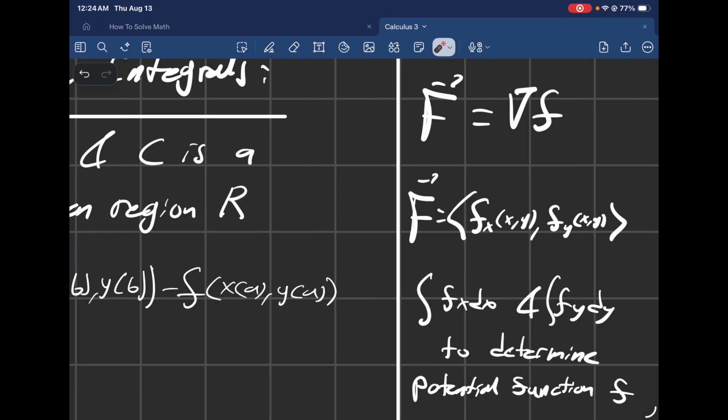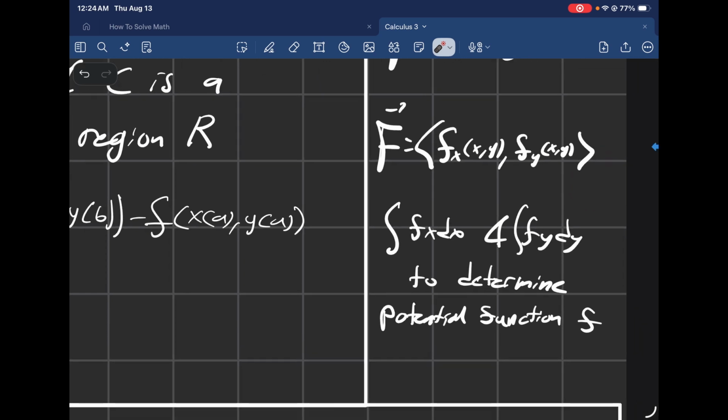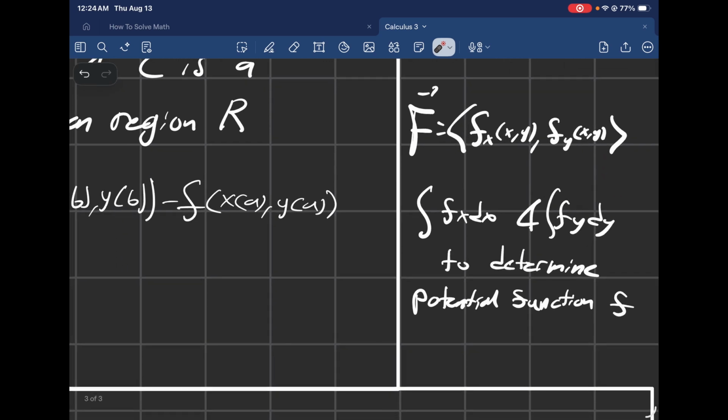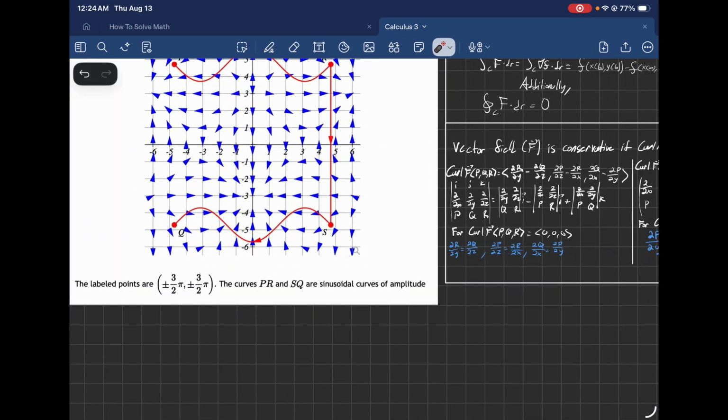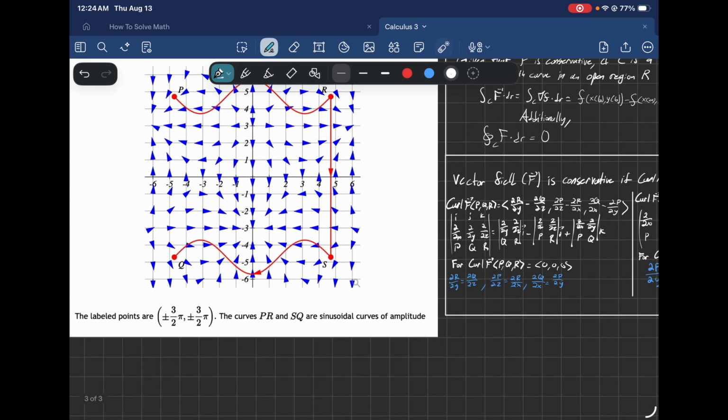What this tells us is that our vector field f is equal to the gradient of our potential function f. So our vector field can be rewritten as this. Not really rewritten, it's the exact same thing as this. And to determine a potential function of f, we just have to take the integrals with respect to these two different variables, and we'll use that to figure out what a potential function f is. Let's go ahead and first check that our vector field is conservative, because you can never be too sure.